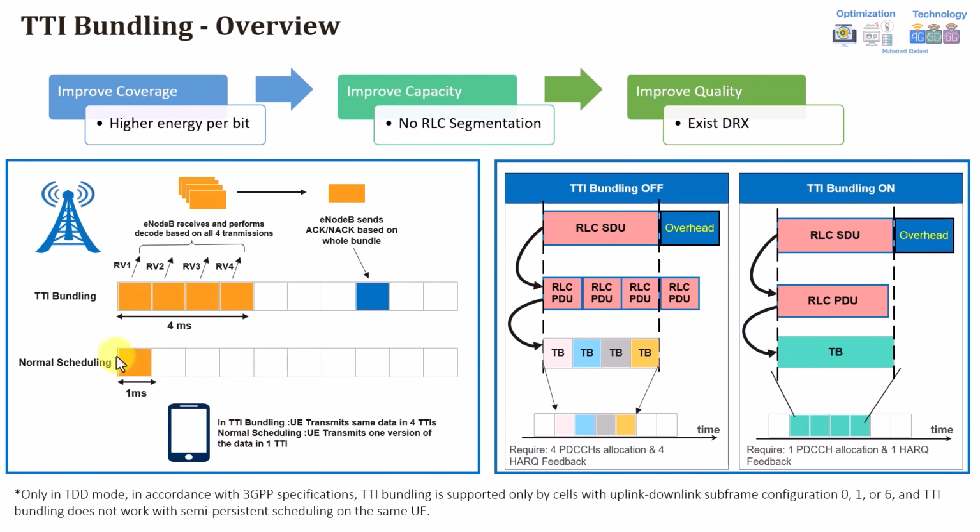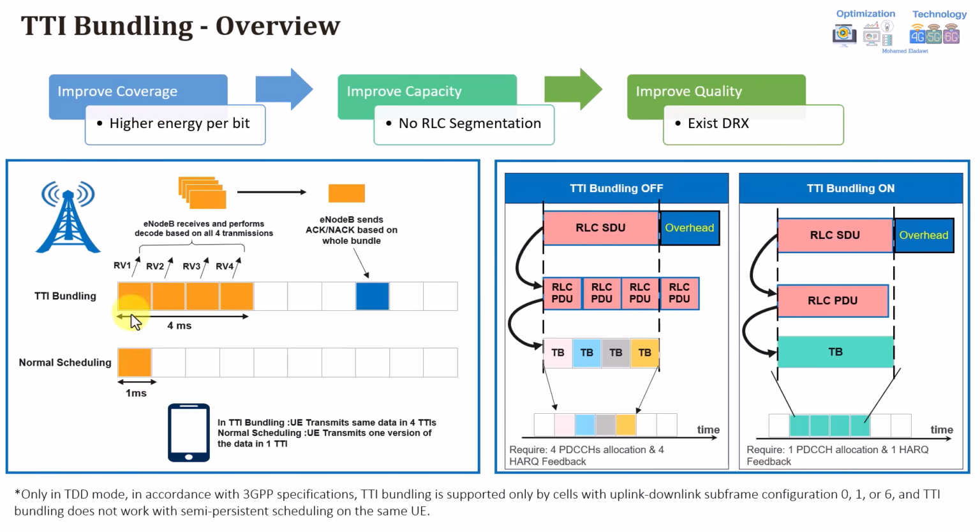How can this be done? The eNodeB will send an RRC configuration message to the user, telling him now you are in TTI bundling state, so you can start using the TTI bundling scheduling. In general, how TTI bundling scheduling is done, as you can see in the figure, assume that before, with normal scheduling, the user was transmitting one transport block here.